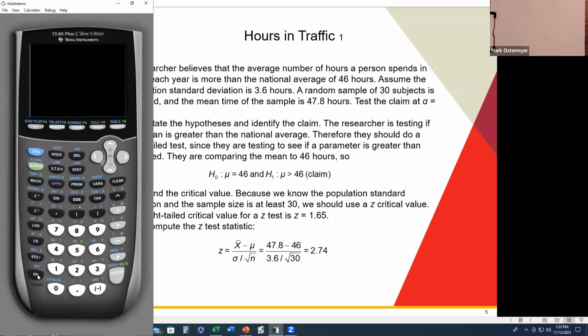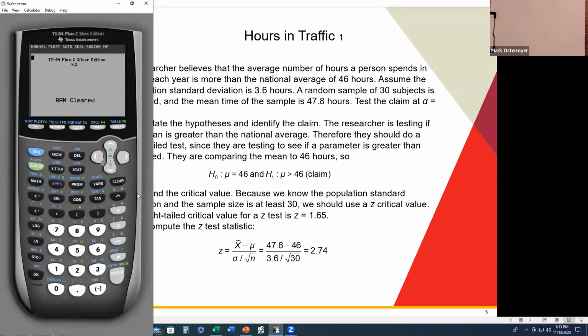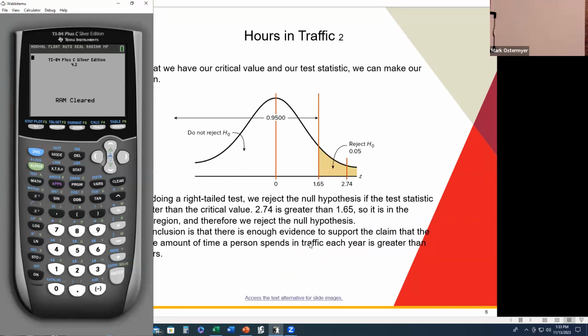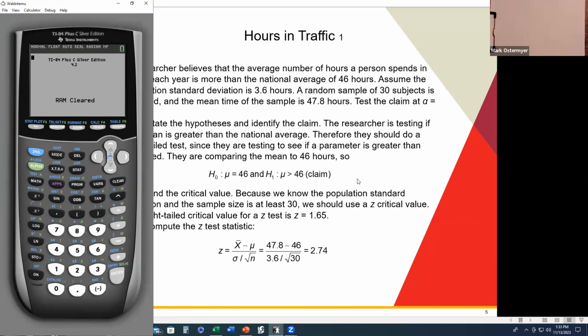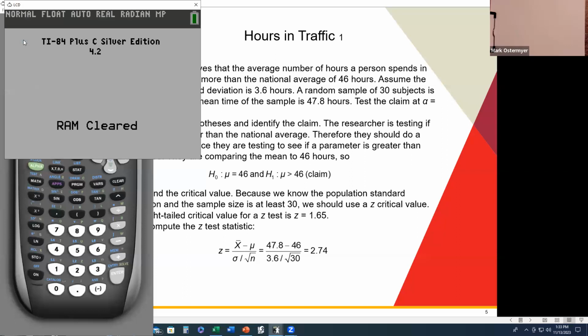Okay. All right, let's do this traffic problem over again. Remember, we worked it out manually, and we came out with our test statistic of 2.74, and we were able to reject the null hypothesis, and therefore state that the claim that the mean wait time for all drivers exceeds the national average of 46 hours was being supported. Okay. So let's do this problem over again, but this time let's use our calculator and use the z-test to conduct this hypothesis test instead of the formal 5-step manual way of doing it.